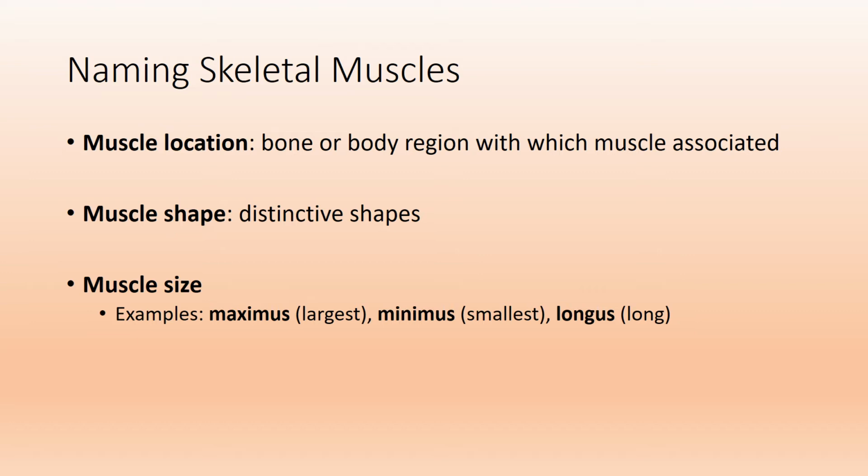When looking at the muscle location, sometimes muscles are named based on the body region that they are in. For example, there is a muscle known as the temporalis muscle that is found on the temporal bone of the skull. We could also name a muscle based on its shape. For example, the deltoid muscle on your shoulder. Deltoid means triangle. This is a triangular shaped muscle. We will also see muscles named based on their size. For example, the gluteus maximus muscle. It is the largest of the 3 gluteal muscles.